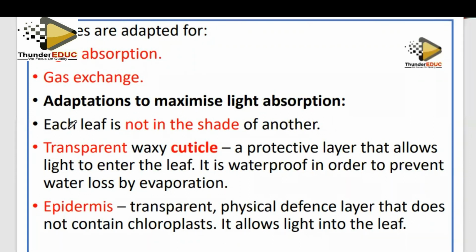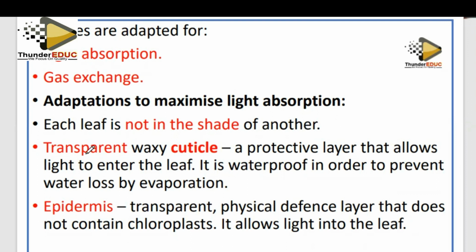So an adaptation to maximize light absorption is that each leaf is not shaded. We call this leaf mosaic, meaning that one leaf is not shading another leaf, so each leaf is able to trap this light.